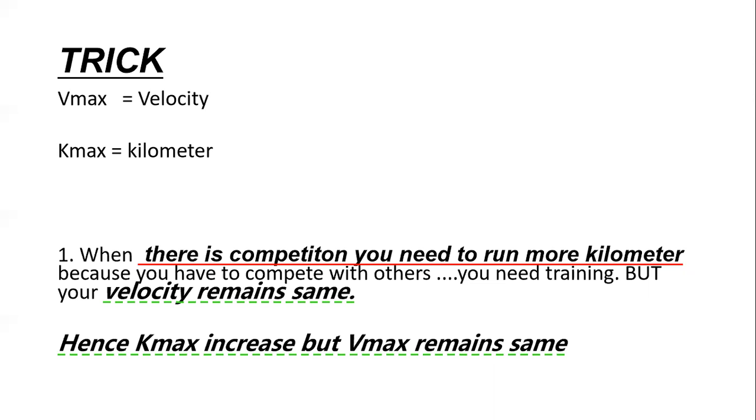When there is competition, just imagine any athletic competition, any sports competition in our school. So we have to run more kilometers, right? Because in a competition we have to train ourselves, so we will run more kilometer, but our speed, our velocity, remains same. So that's why in competitive inhibition Km increases. Why? Because there is competition, I have to compete with others, I have to run more kilometer to train myself, but my speed remains same. So this is the first mnemonic. In competitive inhibition Km is increased but Vmax remains same. Okay, now let's go on to the second one.